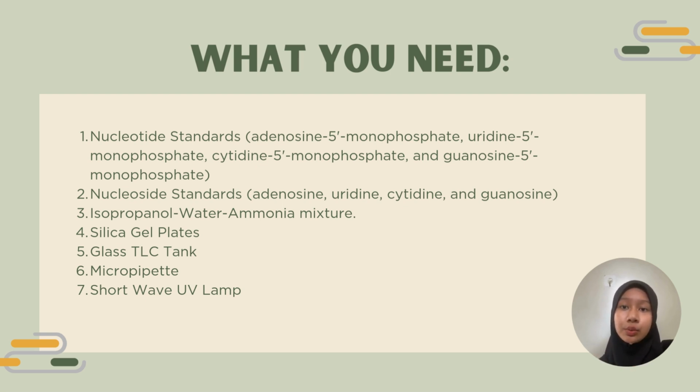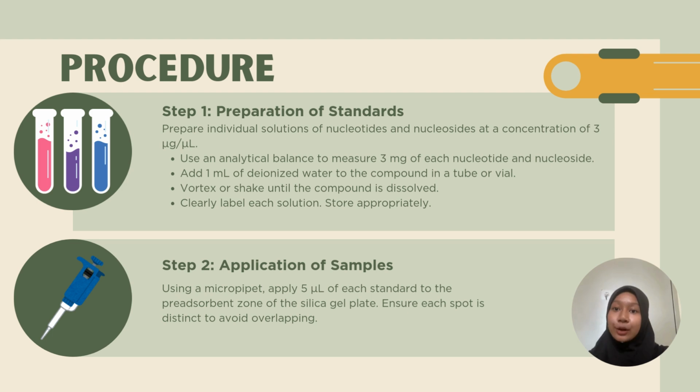Next, the isopropanol, water, ammonia mixture. This is going to be our mobile phase. Silica gel plates, the stationary phase, a glass TLC tank, a micropipette, and a shortwave UV lamp. Now, let us begin with the procedure for the TLC separation of nucleosides and nucleotides.